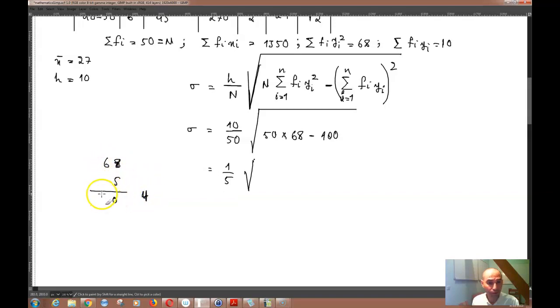4 and 30, 34, 340. No, I'm sorry. 5 times 68, so 5 times 8 is equal to 40. 5 times 6 is 30, 34. And then you have a 0 over here. That becomes 3,400. 3,400 minus 100 is equal to 3,300. And so you have 3,300, the square root of 3,300.